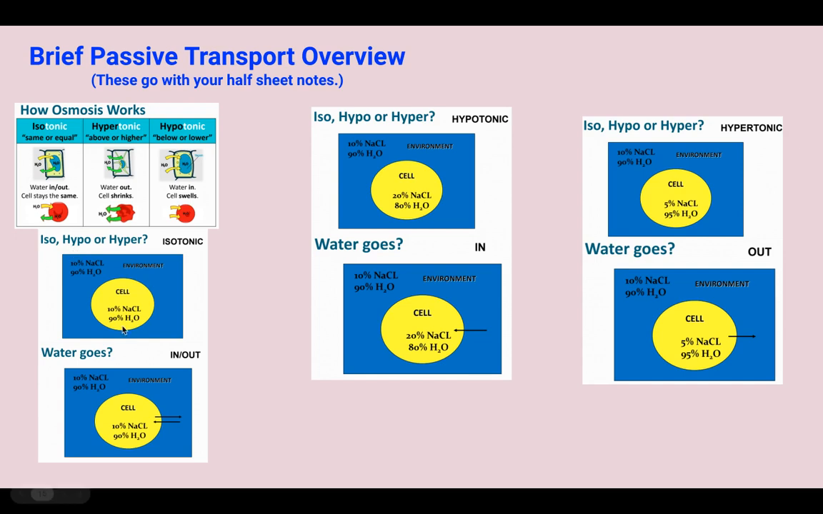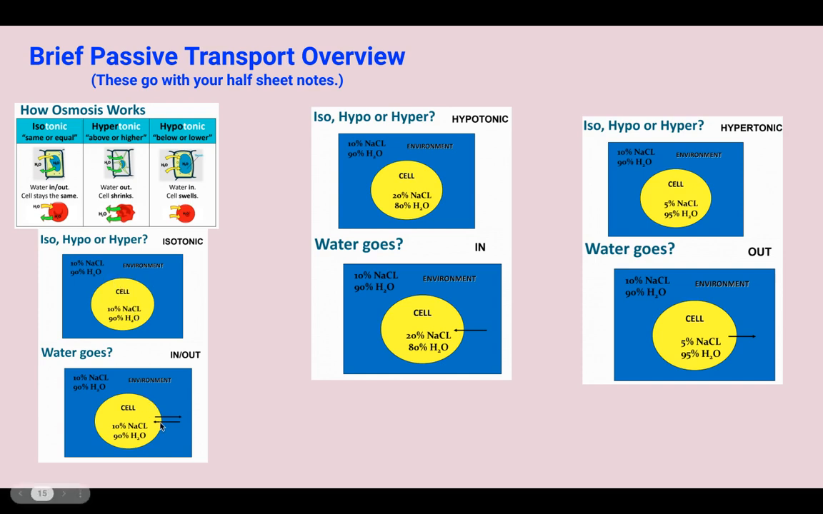So in this first example, we're saying, is this an isotonic, hypotonic, or hypertonic solution? So we have the environment and we have the cell. In the environment, we have 10% NaCl, which is table salt, and inside, we have 10% table salt. We're looking at the solute, which is the stuff. So we have salts, and it is equal on either side of the membrane.